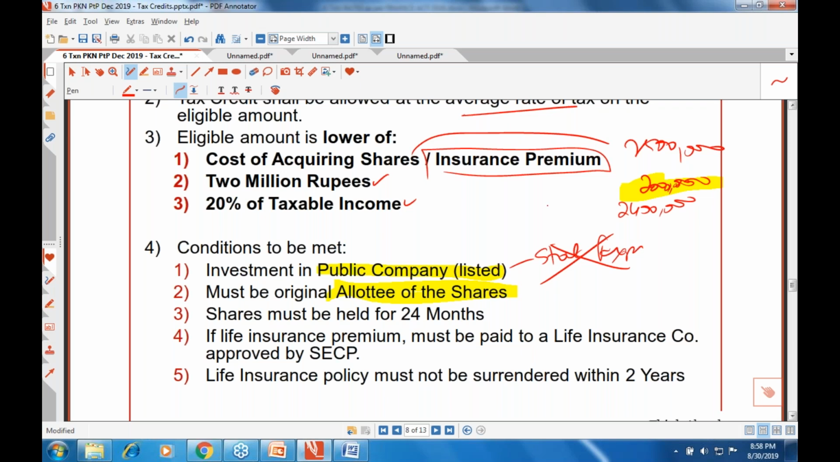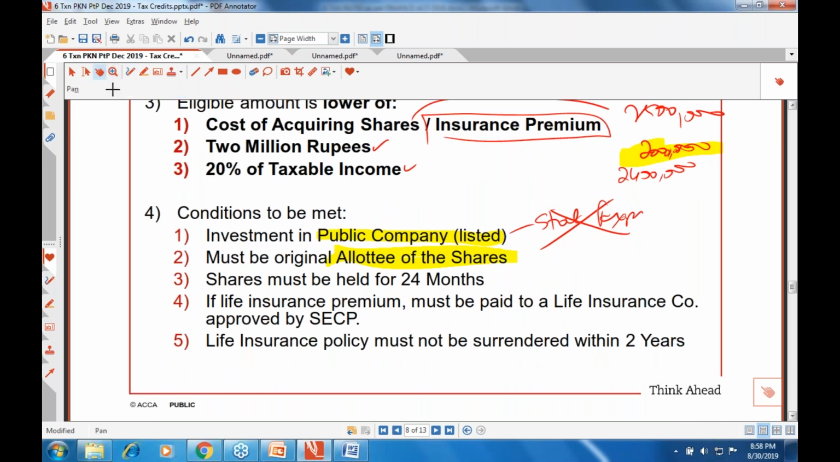Now, next situation is the shares must be held for 24 months. Now that's very important. For example, this is tax year 2019. You invested in the shares, you claim the tax credit. The tax credit was claimed, the reduction was claimed. Now in the next year, you dispose of the share. If you dispose of the share in the next year, then the tax credit that you have claimed in the previous period needs to be reversed.